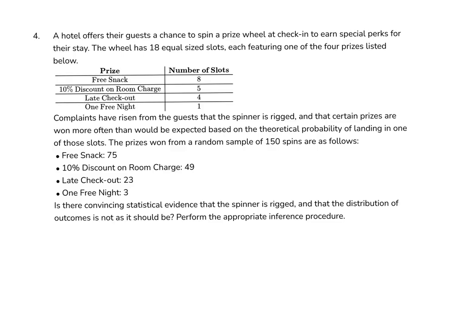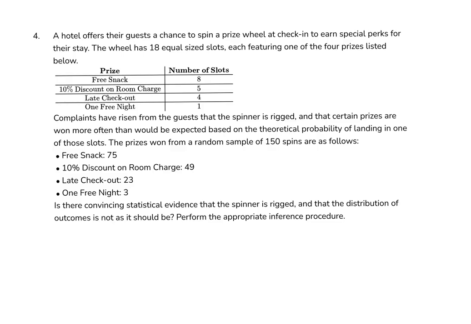Complaints have risen from guests that the spinner is rigged, and that certain prizes are won more often than would be expected based on the theoretical probability of landing on one of those spots. The prizes won from a random sample of 150 spins are as follows: 75 a free snack, 49 a 10% discount, 23 late checkout, and 3 1 free night. Is there statistically convincing evidence that the spinner is rigged and that the distribution of outcomes is not as it should be? Perform the appropriate inference procedure.